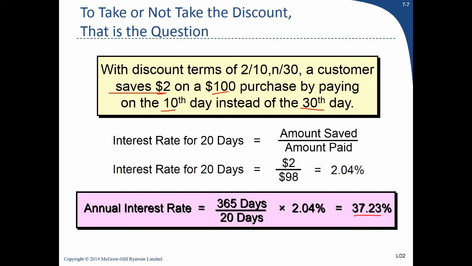Well, that's stupid. You could borrow from the bank for 3% and pay off all of your accounts payable at anywhere from 3 to 15%. You're still better off that way. So it's actually a good idea to take these sales discounts.